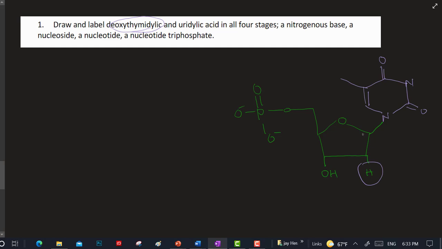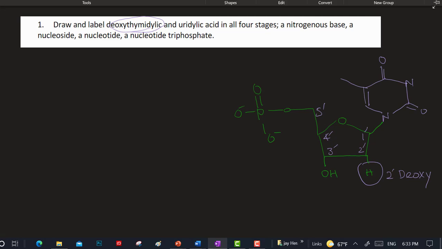Now the numbering, super important: 1 prime, 2 prime, 3 prime, 4 prime, 5 prime. That's for the sugar. And make sure it's the 2 prime deoxy, so get rid of the OH at the 2 prime. So no hydroxyl group there. Now labeling the thymine 1, 2, 3, 4, 5, 6 in this order, and no prime, but the fifth position has a methyl. So that gives you thymine, right?